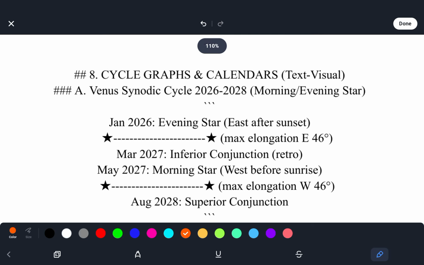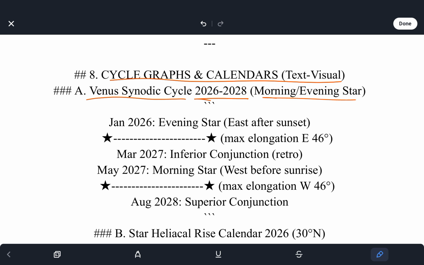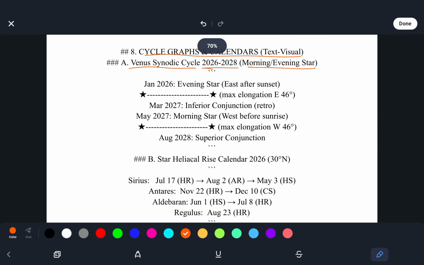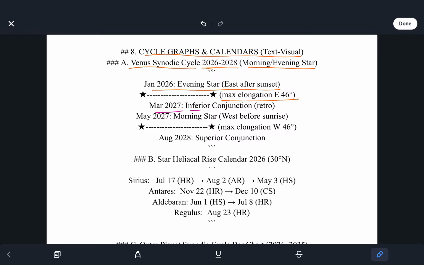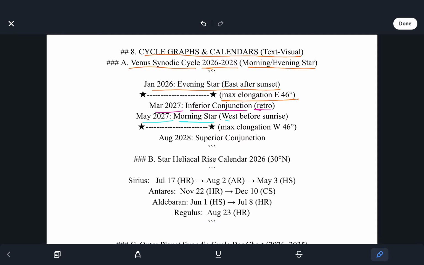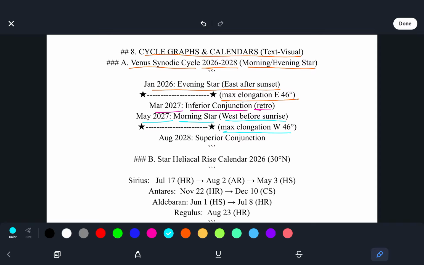As well as our cycle graphs and calendars, text visual, Venus synodic cycle, morning and evening star for 2026 through 2028. Evening star, east after sunset, max elongation east 46 degrees. That's January of 2026, March of 2027, inferior conjunction retrograde, May 2027, morning star west before sunrise, max elongation west 46 degrees. In August 2028, superior conjunction.